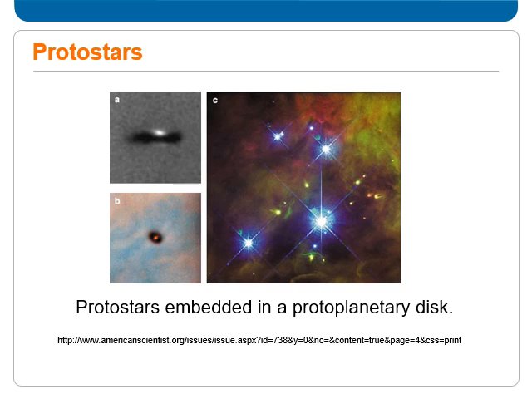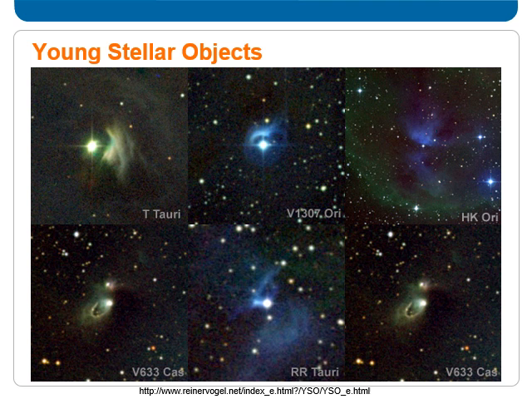Protoplanetary disks have protostars embedded in them, seen on edge, as in figure A, or on face, as in figure B, and can be found in the images of star-forming regions. These dust-filled disks may evolve to form planetary systems. Examples of protostars are the T Tauri stars. Protostars also go by the name young stellar objects.